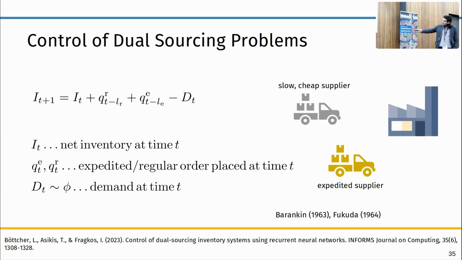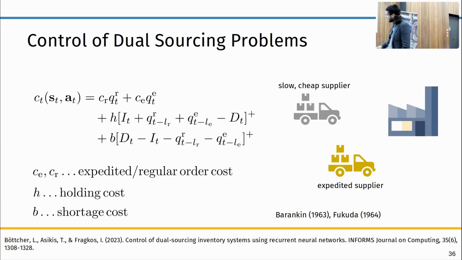What you basically need to do is keep track of your net inventory, right? It evolves as follows. You take the current net inventory, you add the two orders on top of your inventory, and then you subtract the demand. And what we want to do is optimize, or minimize, the overall cost.